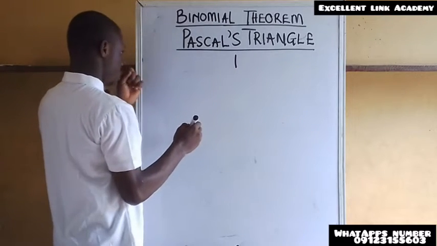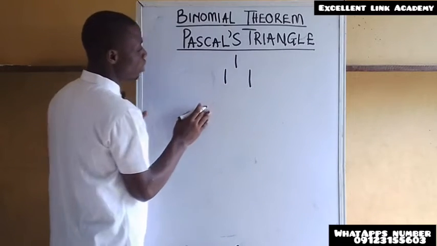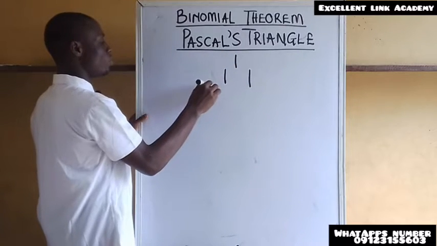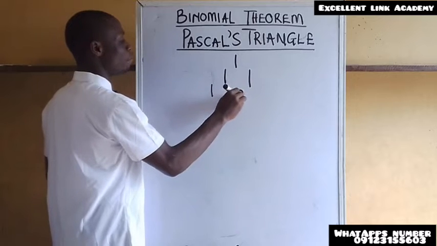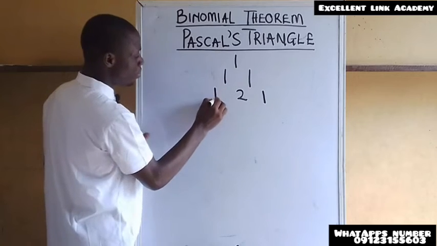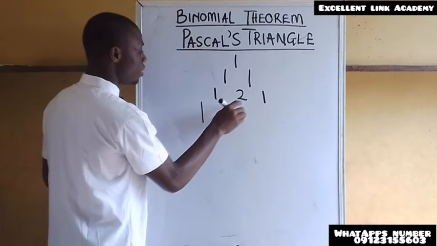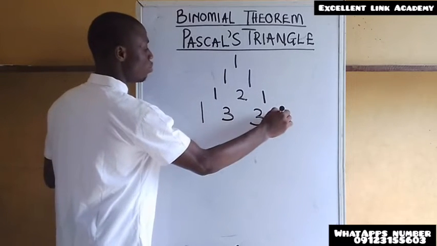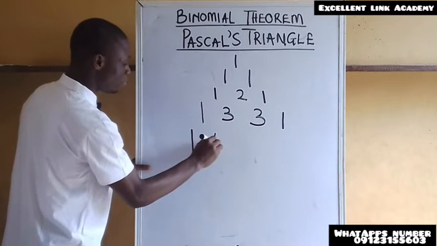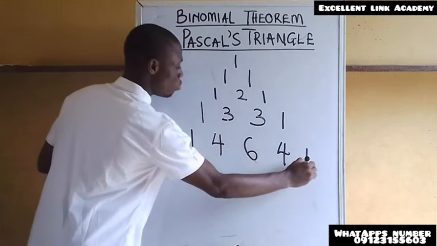Let's take it this way. 1, then 1, 1. Take this one, 1, add this up, I have 2. Put this one down, 1. Then 1 plus 2 becomes 3, 3, put this one down. Then this becomes 4, this becomes 6, this becomes 4. Put 1 down.